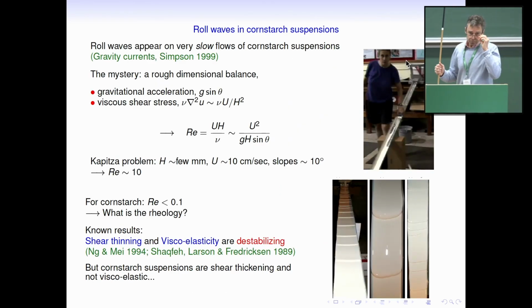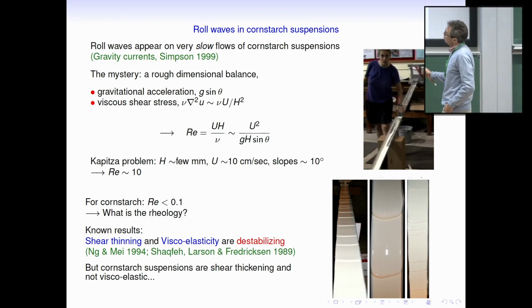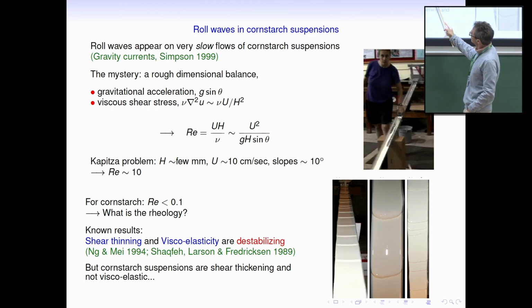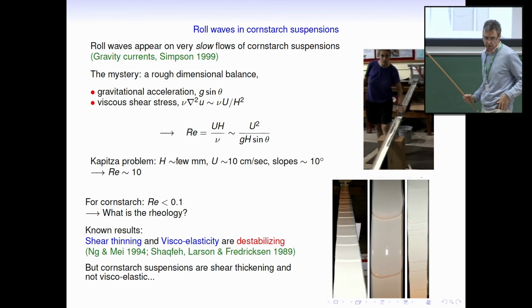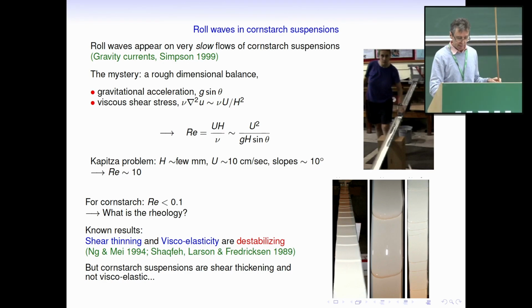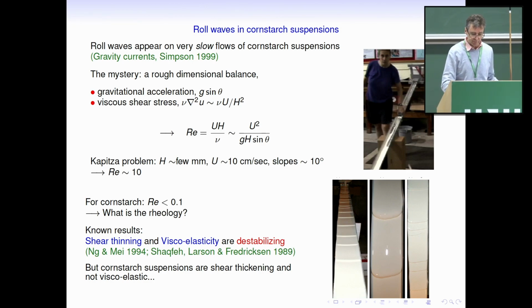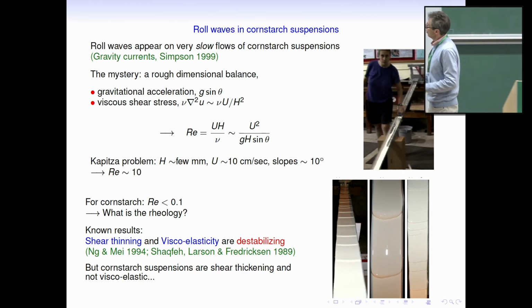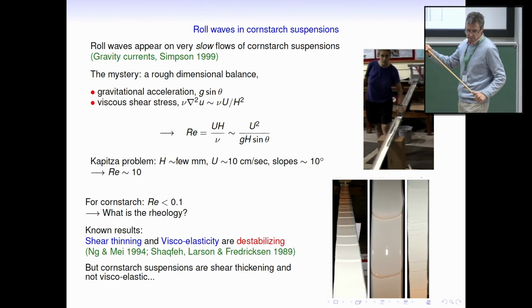Okay, so the other problem, cornstarch. So I was interested in this quite a while ago because John Bush showed me a picture that was in Simpson's book on gravity currents where he basically poured custard down an inclined plane and see these very impressive waves forming on it. And when I visited John, we thought about this, and there was quite a mystery associated with it, which is the following.